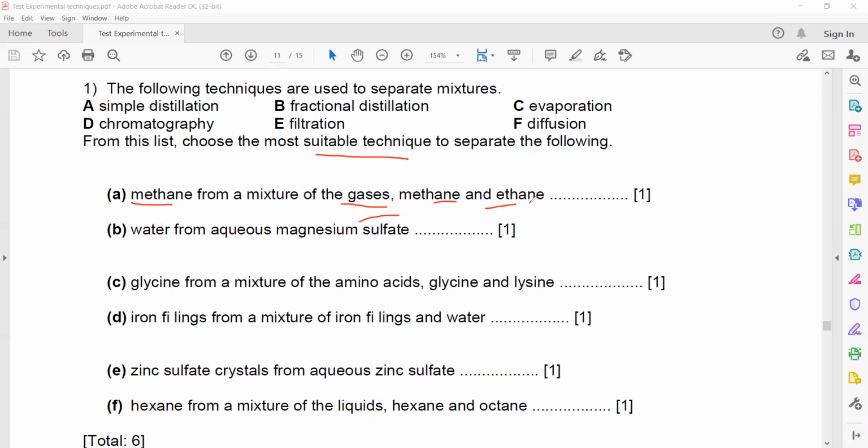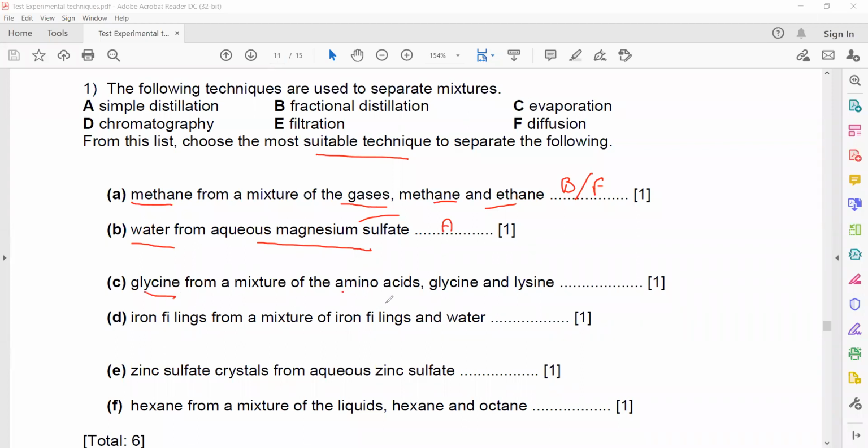So if we are separating two or more gases from each other, we can use fractional distillation or we can use diffusion. So either B or F can be an acceptable answer. We need water from the aqueous solution. So if we need water from the solution, which technique do we use? We use simple distillation. That's why A will be the right answer.